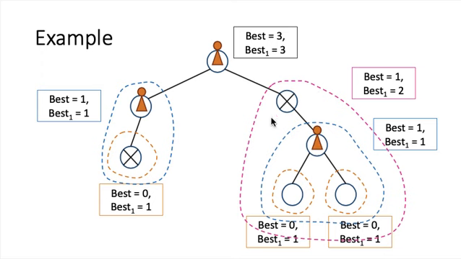And similarly, we continue the process. Best is equal to 0, best 1 is 1, so we are not placing a guard here. But on the other hand, on this side, best 1 is also the same as best, so we are placing a guard here. So in the end, for this particular example, we are going to place the guards at these 3 locations.